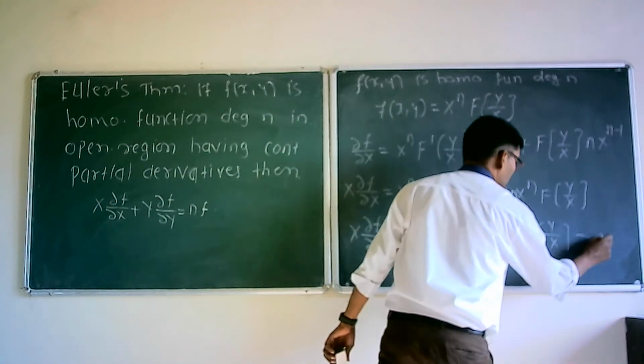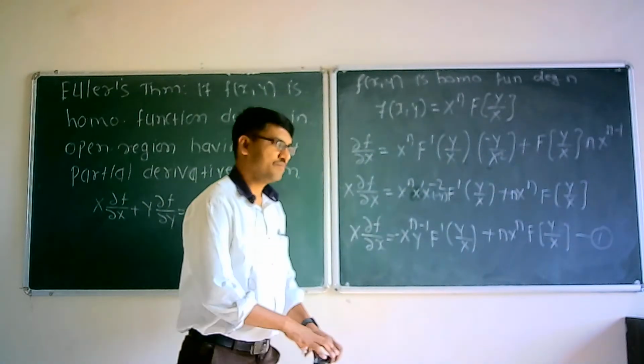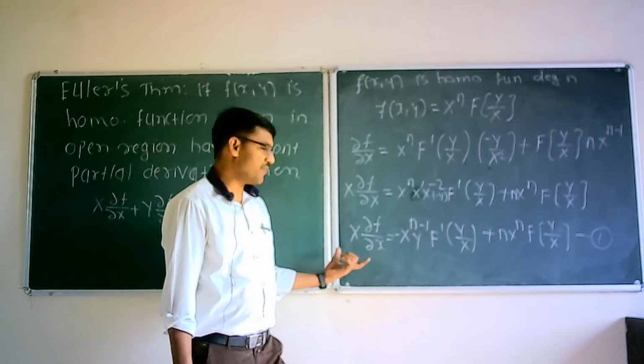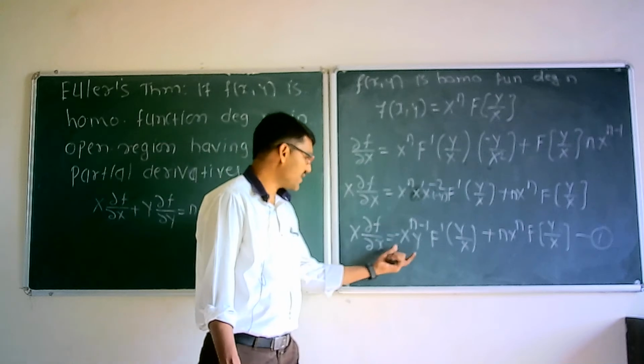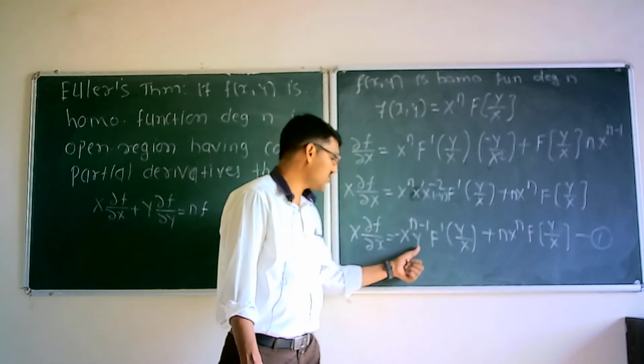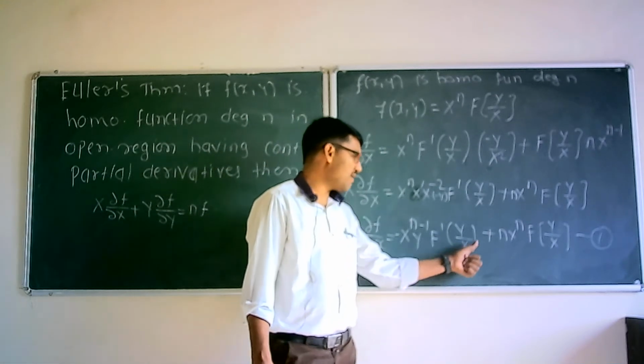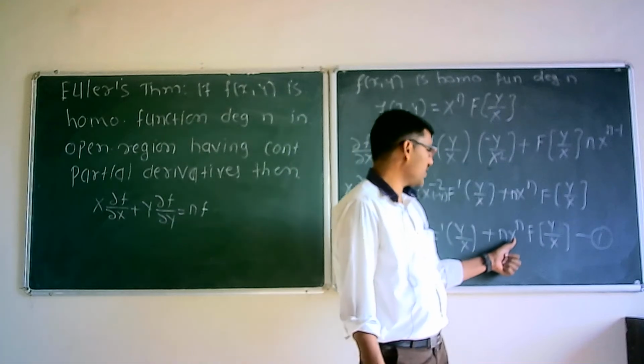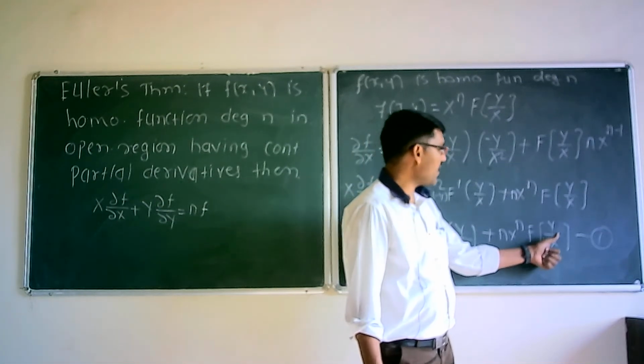So this is equation number 1. It is the partial derivative of f with respect to x, and if you multiply by x, it is minus x raised to n minus 1 y f dash of y by x plus n x raised to n f of y by x.